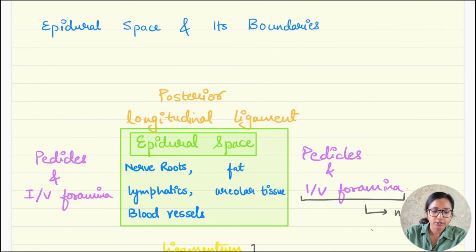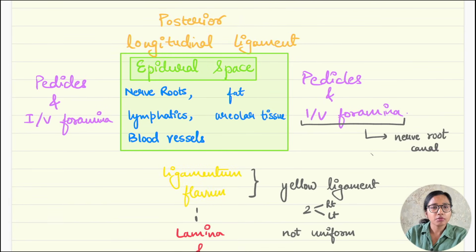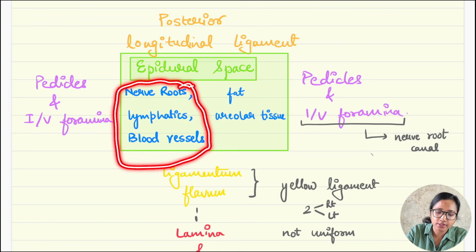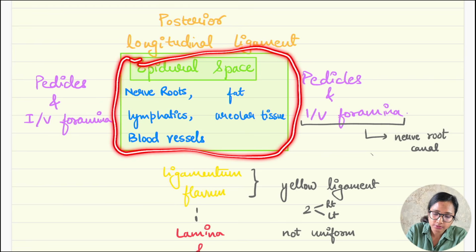If we talk about epidural space and its boundaries, we will discuss the boundaries as well as the contents of epidural space. So epidural space consists of three things: nerves, blood vessels and lymphatics. Nerves, blood vessels and lymphatics are present almost in every part of the body. So these three things are easy to remember. Then the other two things are fat and areolar tissue. Fat helps in increasing the duration of lipophilic drugs. So these are the contents of epidural space.